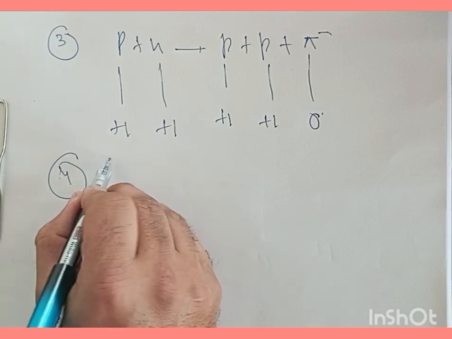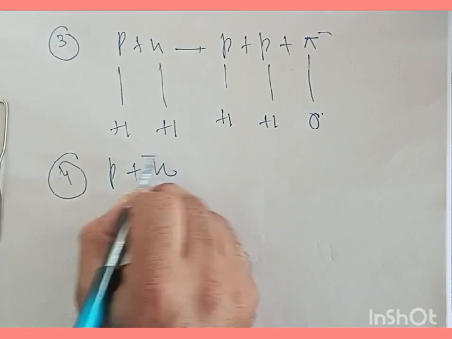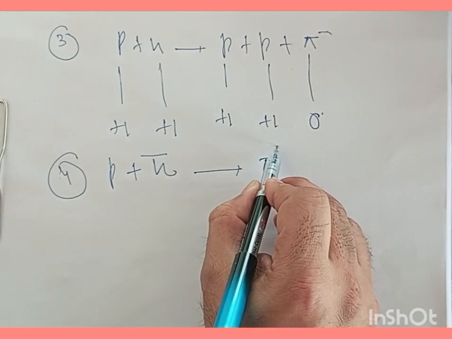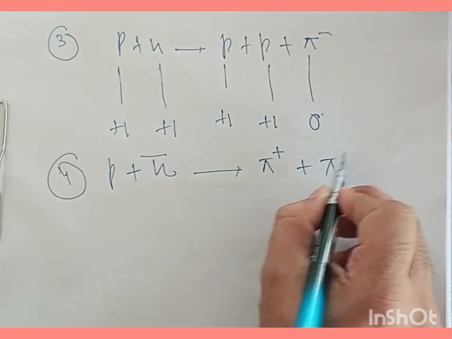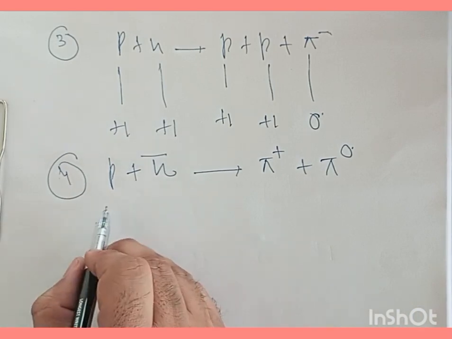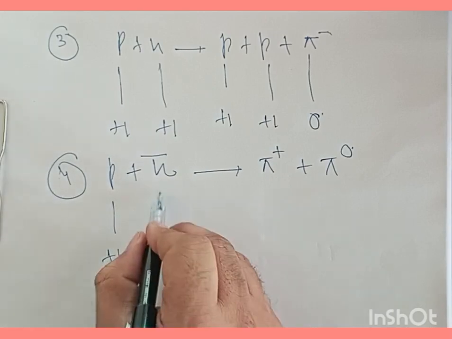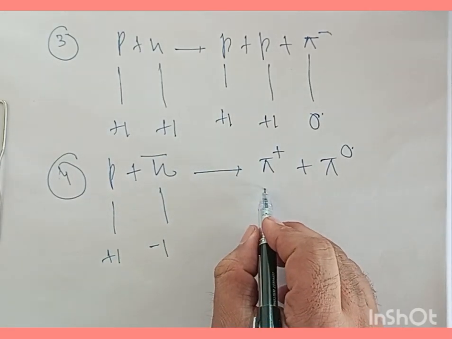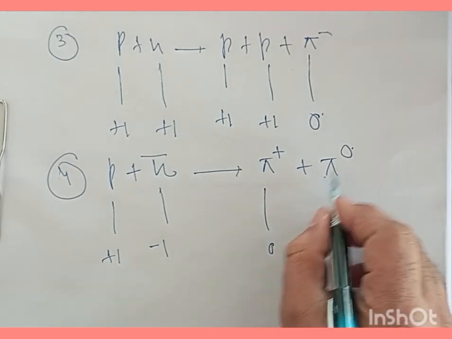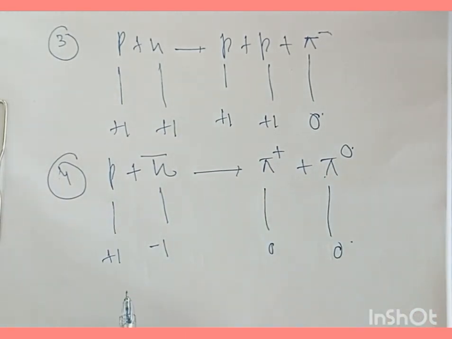Taking another example, say proton and antineutron, giving pi plus and pi neutral. The baryon number before is 1 plus (-1) for the antineutron. For pi plus it is 0, for pi 0 it is 0. So we can see here that the baryon number is conserved. The total number of baryons on the left-hand side is equal to the total on the right side. Both are equal to 0. So this reaction can also occur in nature.